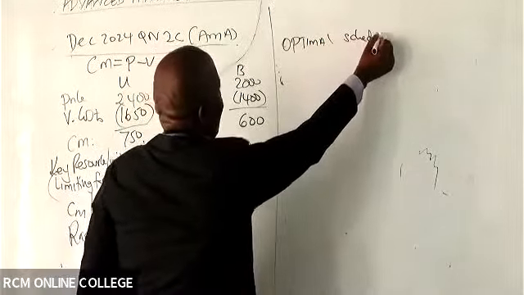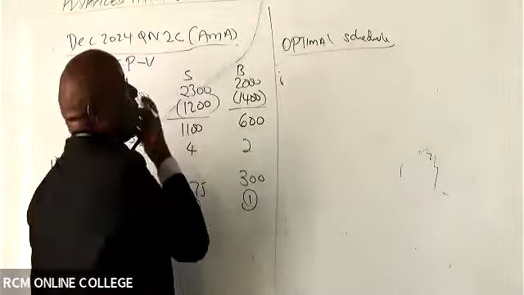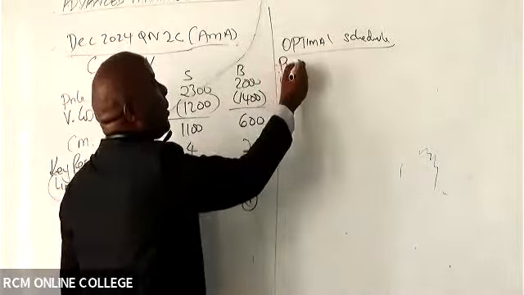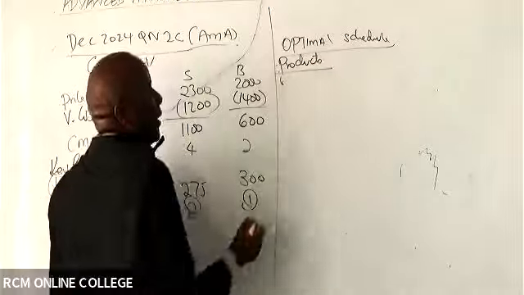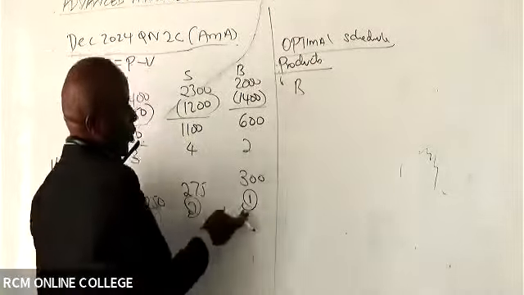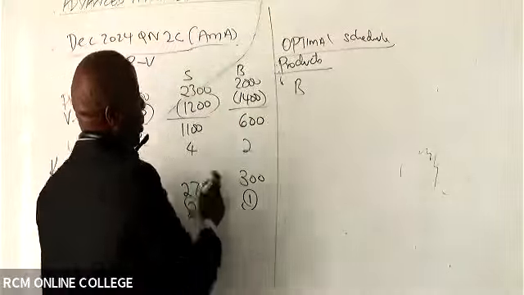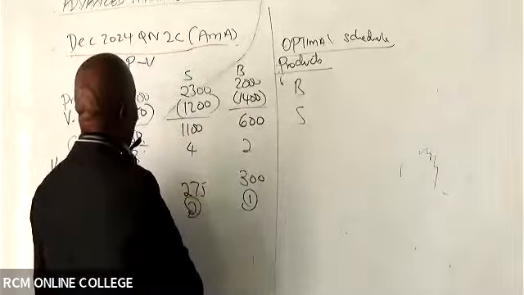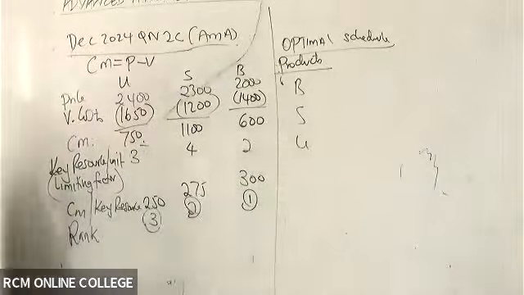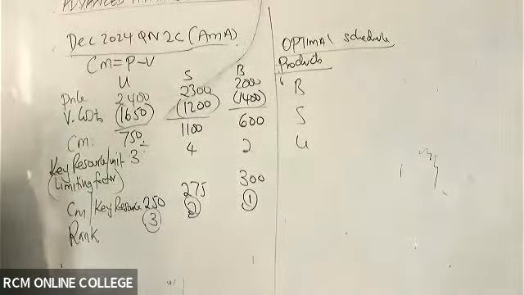Under optimal schedule, you write the products in terms of how they have been ranked. B was number 1, S was ranked number 2, and U was ranked number 3. BSU, like that.